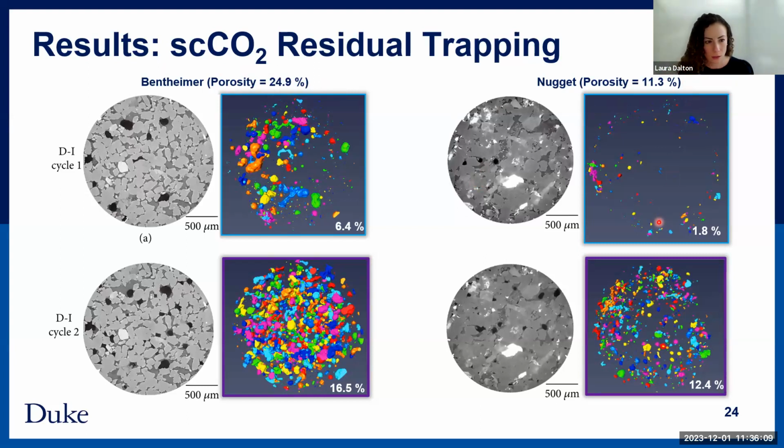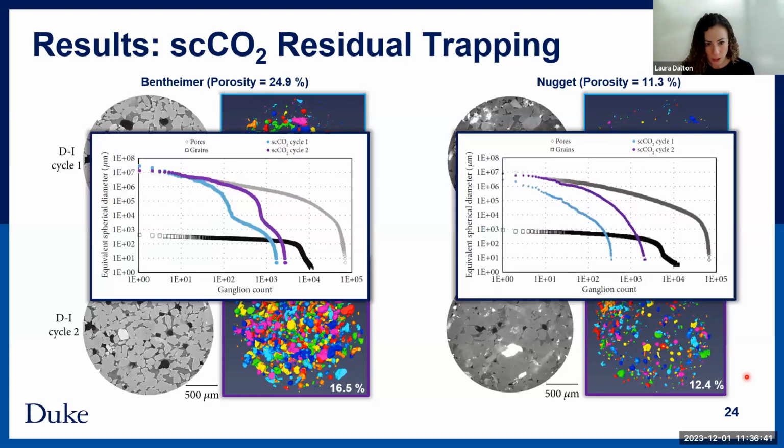The one thing that I realized from this is that going from one cycle, we had a 6.4% saturation here, and only about 2% there. And this is just in the pore space, quantifying it based on the pore space filled with CO2. We had an increase to 16.5% for the Bentheimer, and then up to 12.4% for the Nugget, which was pretty substantial. It's actually more substantial for this tighter Nugget sandstone. So that was one thing that we were able to characterize.